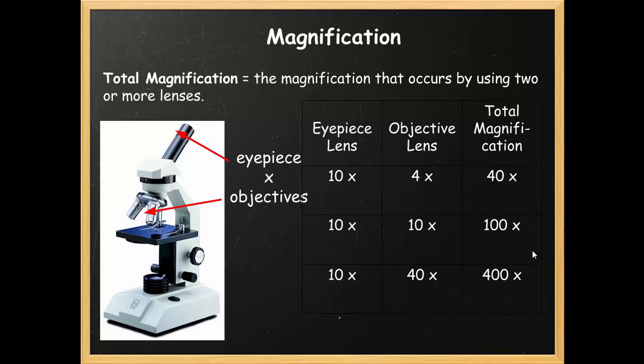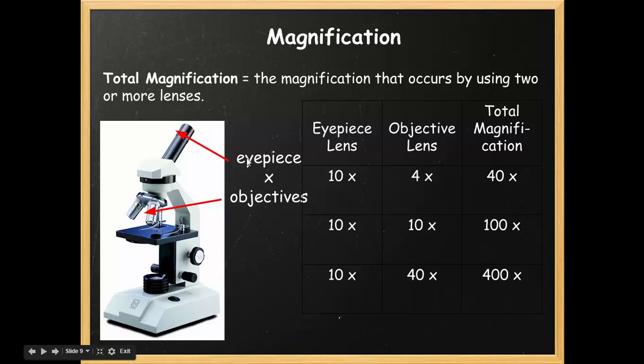When we're talking about magnification, we also need to talk about the total magnification. That's really what we're concerned with. It's the magnification that occurs by using 2 or more lenses. We're actually using 2 lenses here: our eyepiece lens, which has a magnification, and our objective lens, which also has a magnification. Our eyepiece lens is always going to be 10x, because that's the kind of microscope that we have.